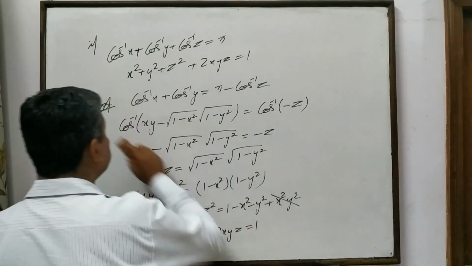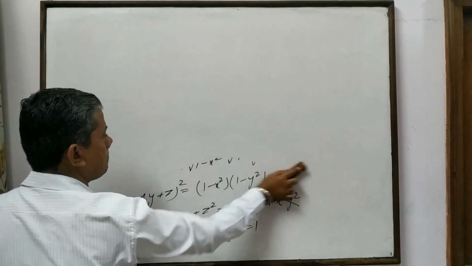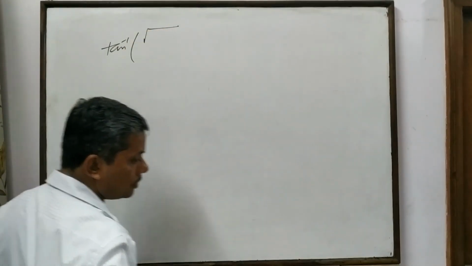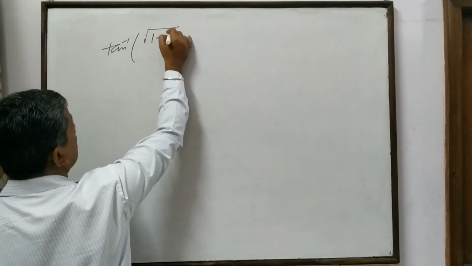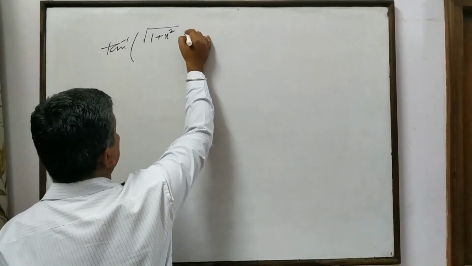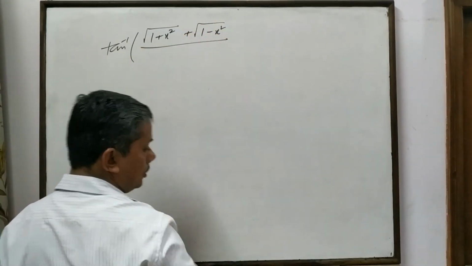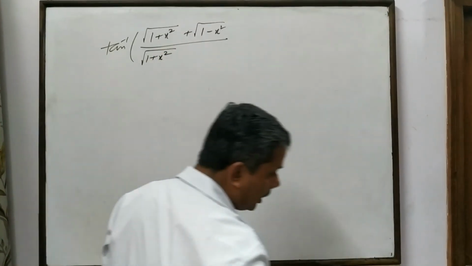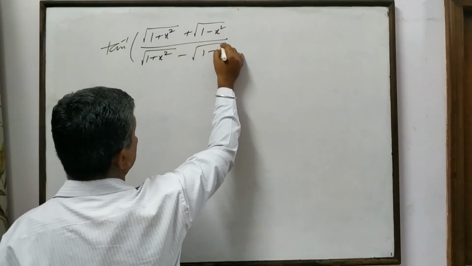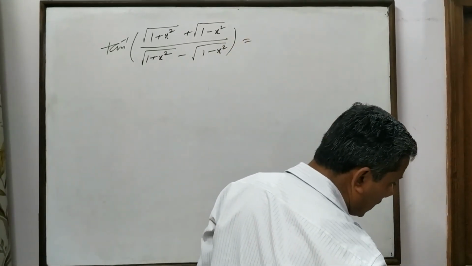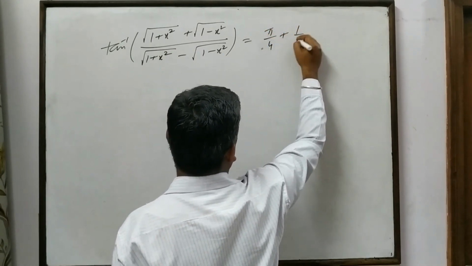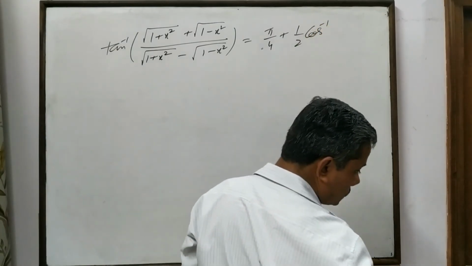So one last question. You will have tan inverse of under root 1 plus x square plus under root 1 minus x square upon under root 1 plus x square minus under root 1 minus x square is equal to pi by 4 plus half cos inverse x square.